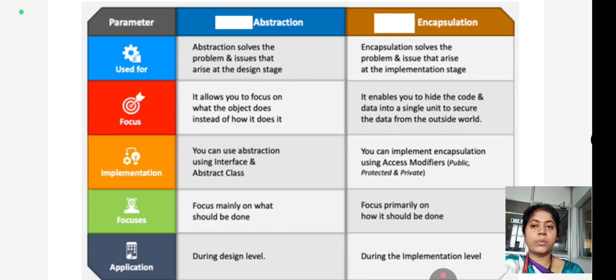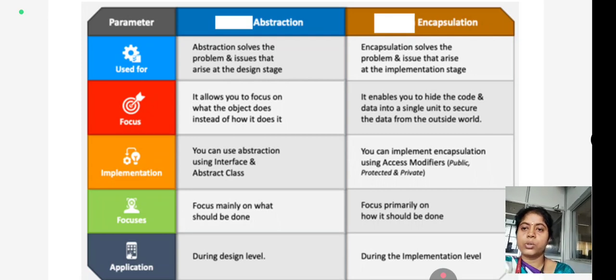And for encapsulation we use access modifiers like public, private, and protected. Abstraction is mainly focused on what should be done, and encapsulation focuses primarily on how it should be done. For applications, abstraction is designed at the design level, and encapsulation is at the implementation level. So these are the major differences between encapsulation and abstraction. Encapsulation is during the implementation stage, and abstraction is during the design stage.